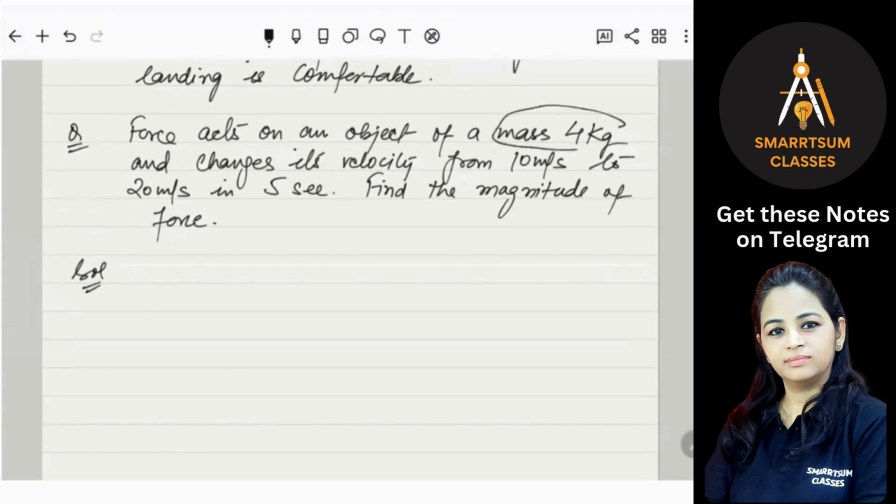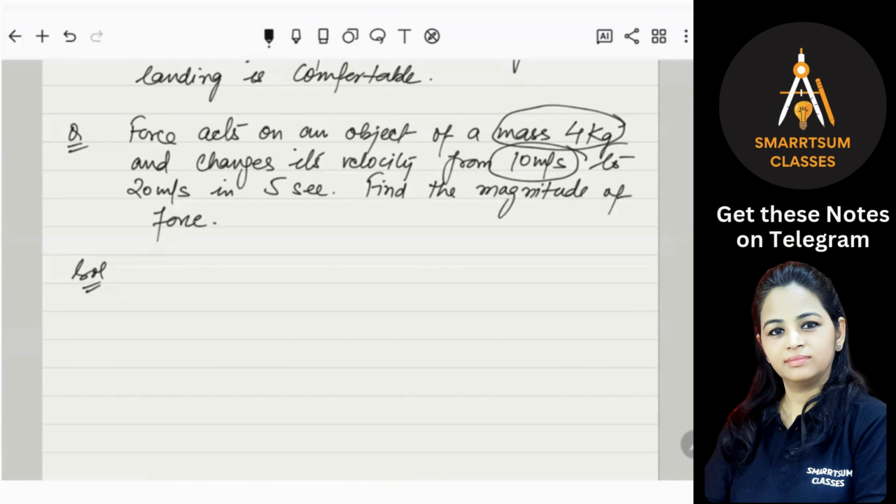Mass, everybody see to the screen, what is given? Mass 4 kg, right? Its velocity is changing from 10 meter per second. So what is 10 meter per second? Can you tell? Which velocity is this? Anvi, which velocity is this? It is the initial velocity, right?